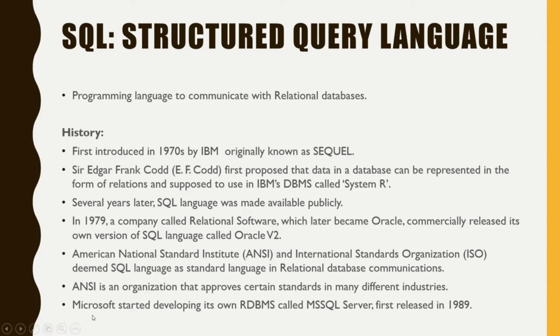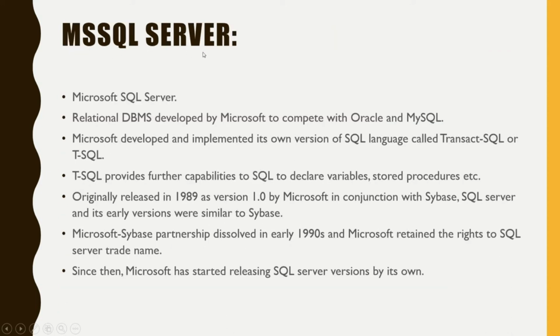In later 1980s, Microsoft started developing its own RDBMS called MS SQL Server, which was first released in 1989. So by using SQL language, Oracle commercially released its own version of SQL language called Oracle V2 in 1979. And by using same language, Microsoft released its first version of MS SQL Server in 1989. MS SQL Server, that is Microsoft SQL Server.